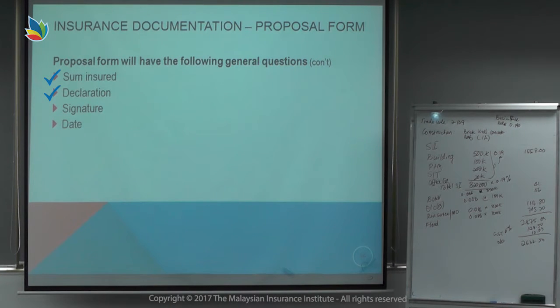Why does a proposal form always ask the client to declare? The insured is the one who knows about his property. So he has to declare, insurer, I don't know your property, I depend on your information for me to do the underwriting. Right? So that's how to declare. Okay. Signature and date.